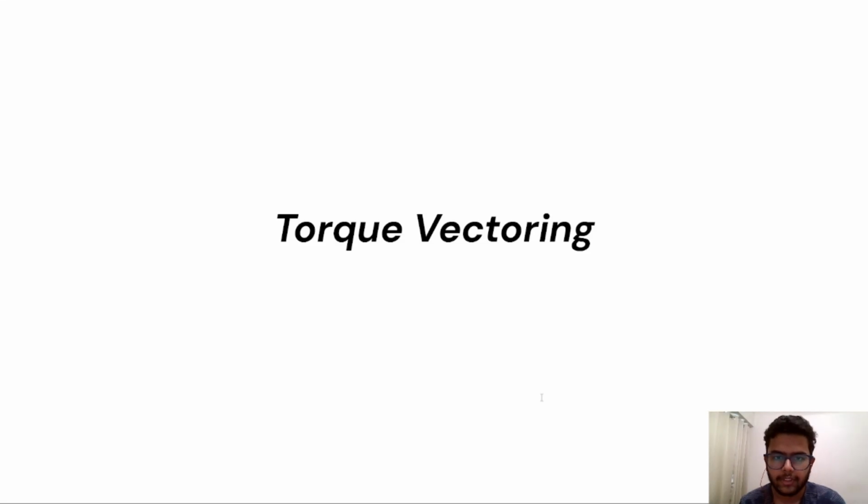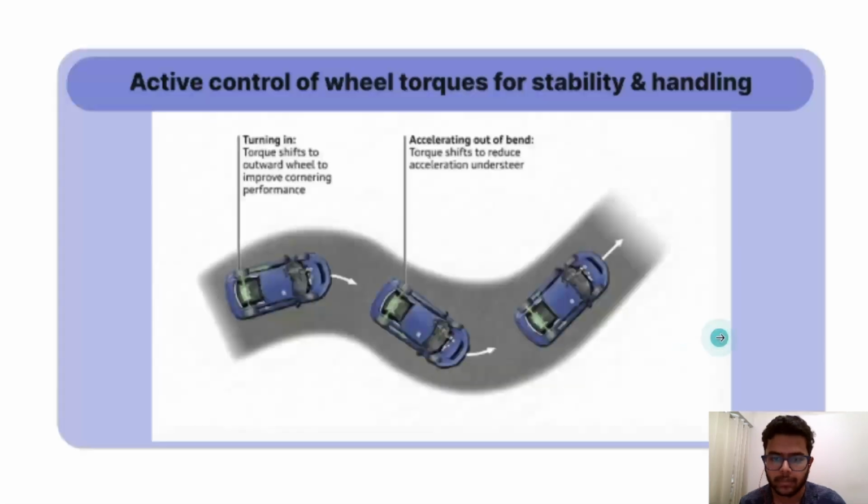Torque vectoring is an advanced vehicle technology that actively distributes torque between individual wheels to improve stability, traction, and cornering performance. Unlike traditional systems that send equal torque to both the wheels on an axle, torque vectoring intelligently shifts power to the wheel that needs it most, helping the car rotate better, reduce understeer, and stay stable even at high speeds or sharp turns. Let's look at the first image.